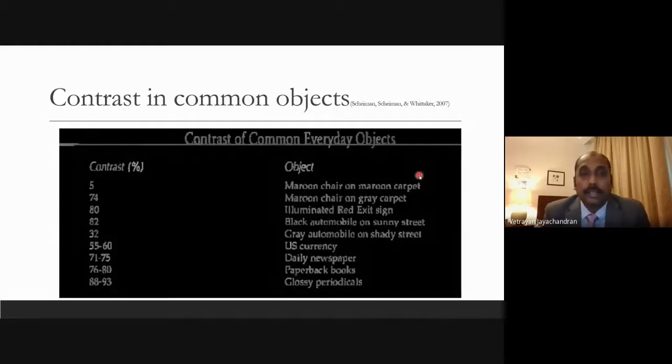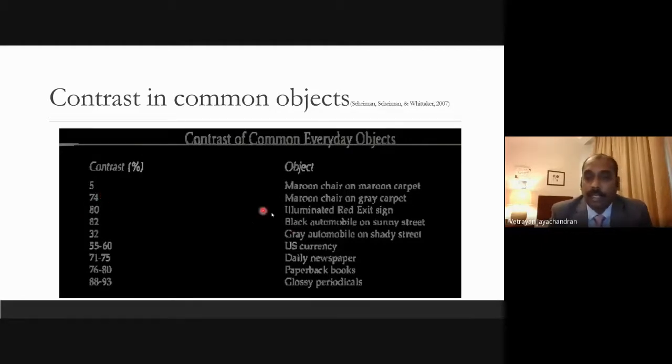Here they're giving you some common objects which have normal contrast. For example, if you have a maroon chair with a maroon carpet, it is very difficult to differentiate. You can see the contrast percentage is only 5, so it is very difficult for the person to differentiate the carpet and the maroon chair. The same thing, you can keep the maroon chair and a gray carpet. It will have a good contrast. You can see the level of contrast is like 74, so the patient does not have any kind of difficulty.